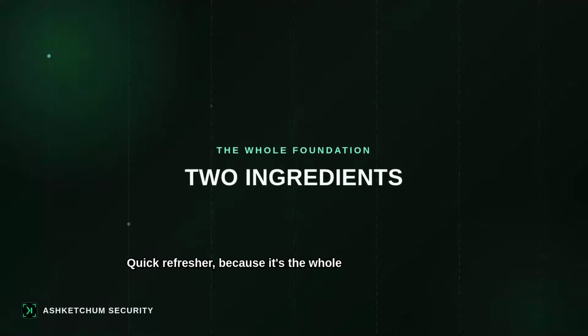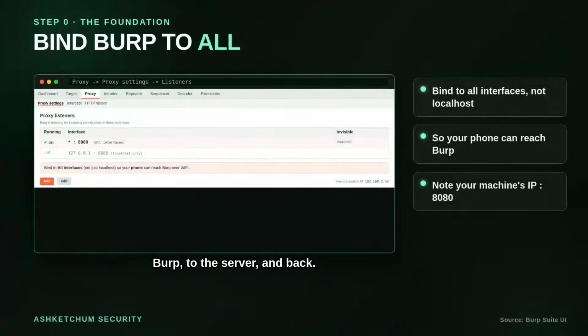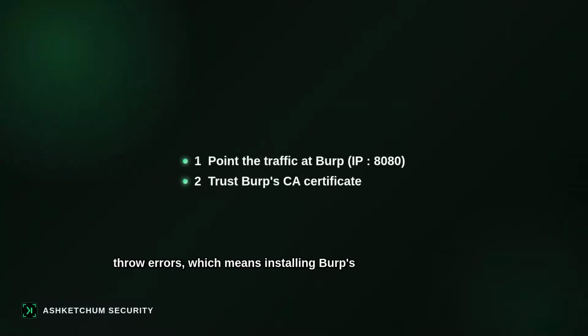Quick refresher, because it's the whole foundation. Burp works by being a proxy, a checkpoint in the middle. Traffic goes from the app to Burp to the server and back. Two things make that work. One, the app has to be told to send its traffic to Burp's address and port, usually your machine's IP on port 8080. And two, the app has to trust Burp's certificate, so HTTPS doesn't throw errors, which means installing Burp's CA certificate on the device. Address plus certificate. Get those two right, and almost anything becomes interceptable.